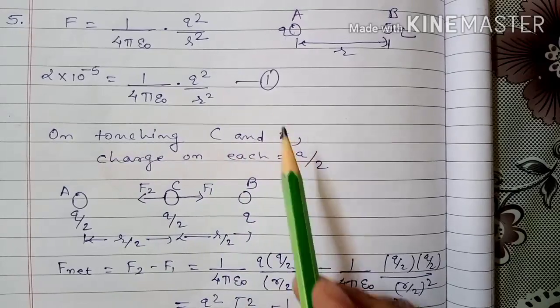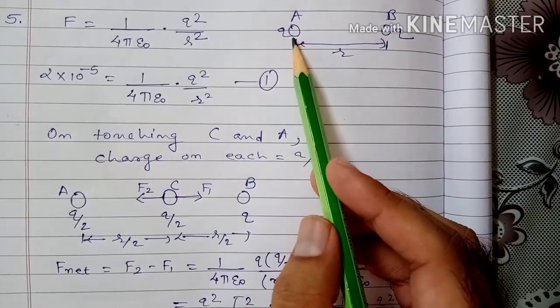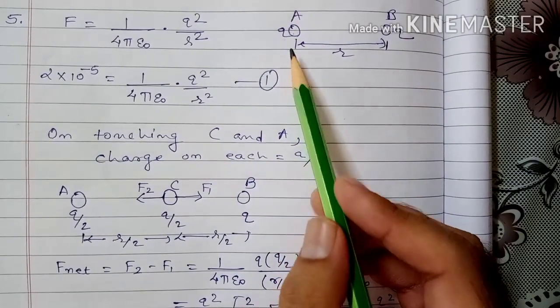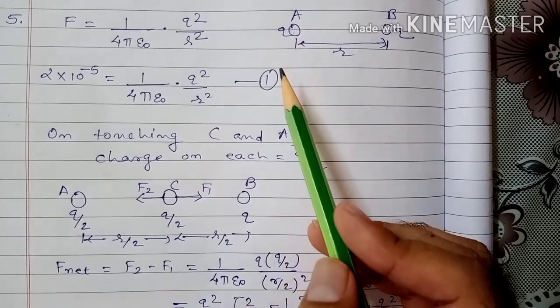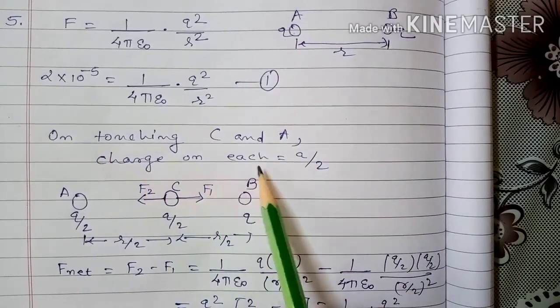On touching C and A, when we touch identical sphere C with A, which is uncharged, then equal amount of charge will be distributed. So charge on each sphere will be q by 2.